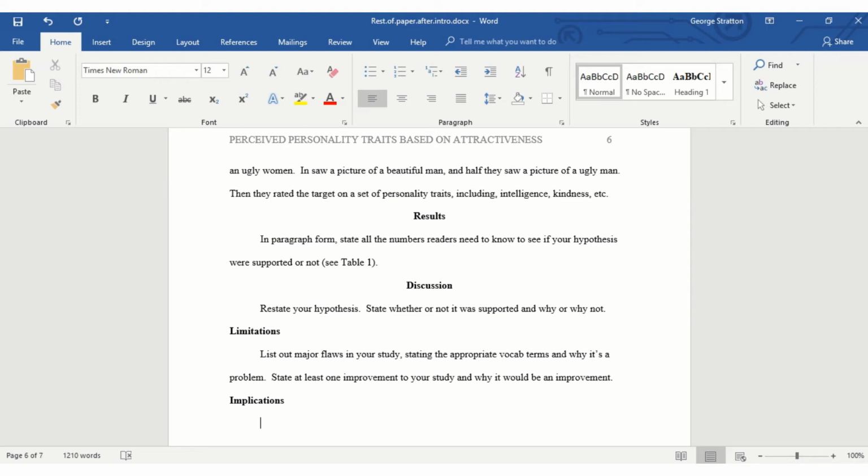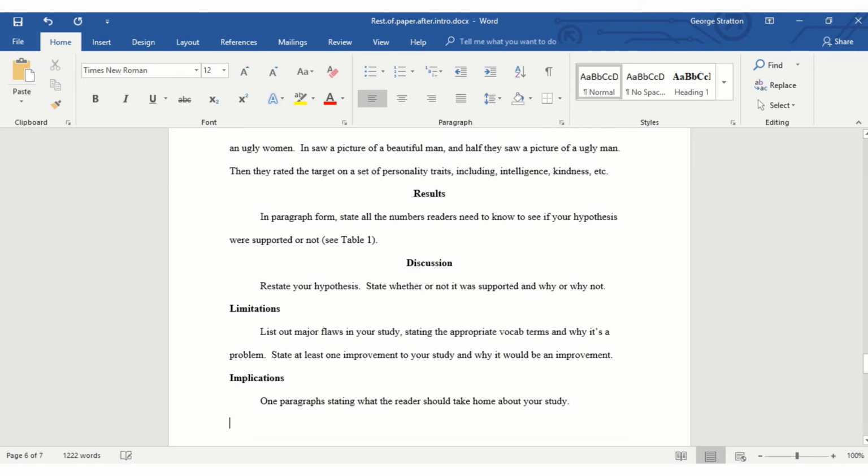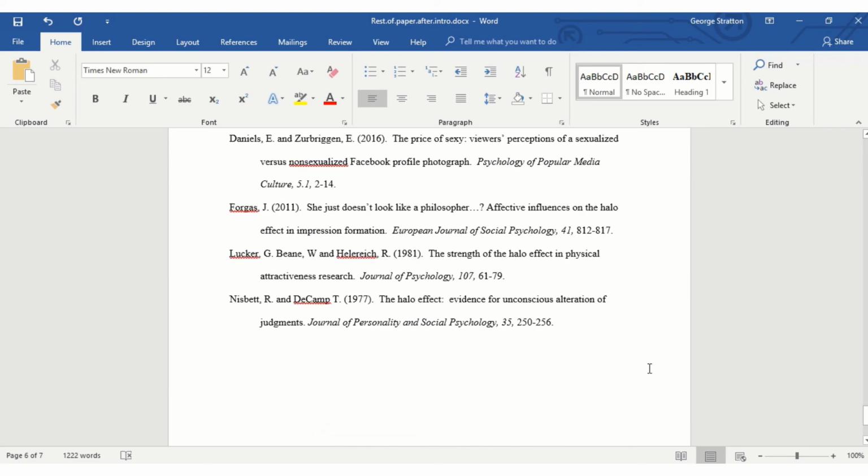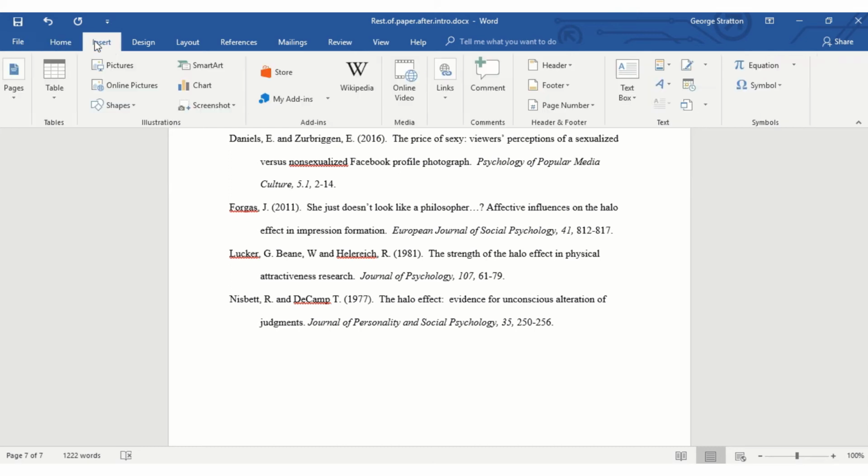So again, your implications is just one paragraph stating what the reader should take home about the world, real life, their thoughts, their behavior pattern, given the results of your study. Okay. Now, wherever that ends, you start a new page, and that new page is going to have your references. And then after your references, you're going to insert a page break.